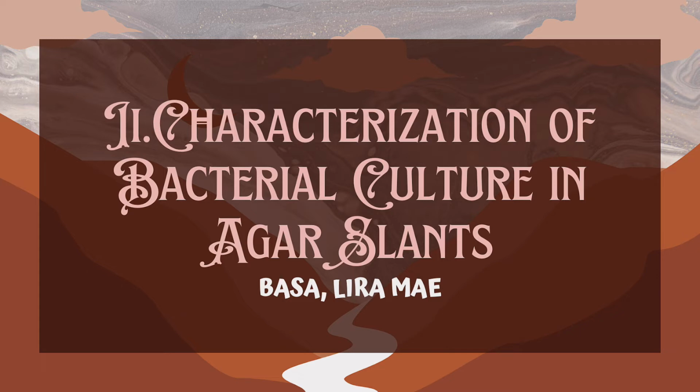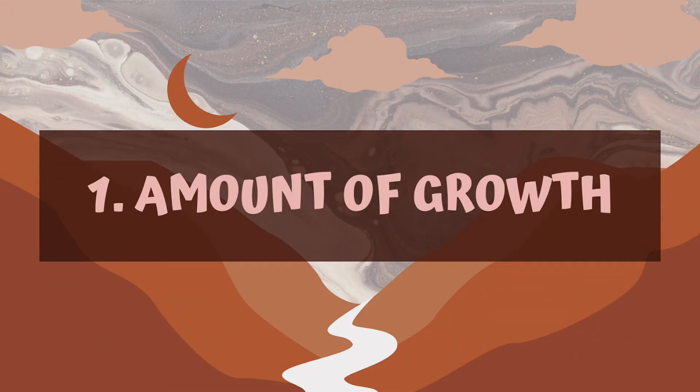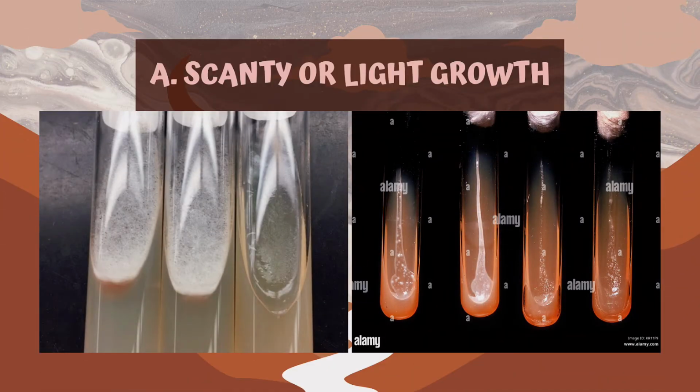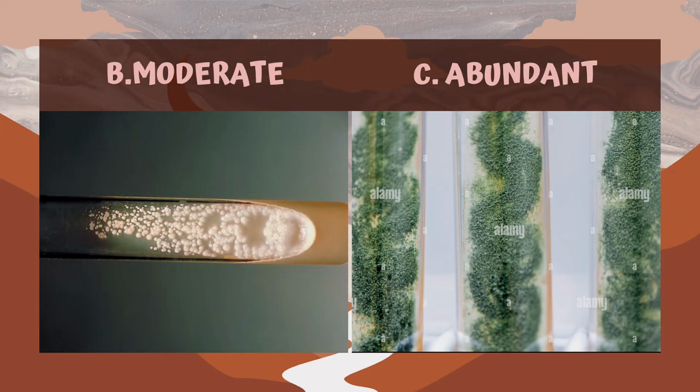So we already know the agar slant. Let's proceed to examination of agar slant culture. First, the amount of growth. We have 4 categories to identify the amount of growth. On a single line streak on agar slant, we can identify whether growth can be scanty or slight, moderate, abundant, or no growth at all.